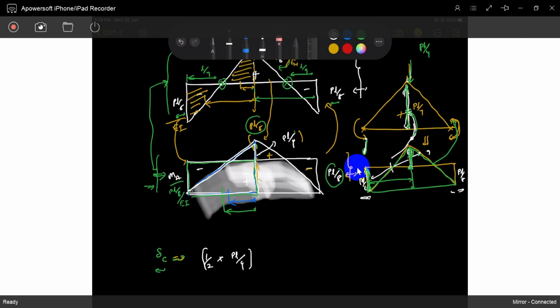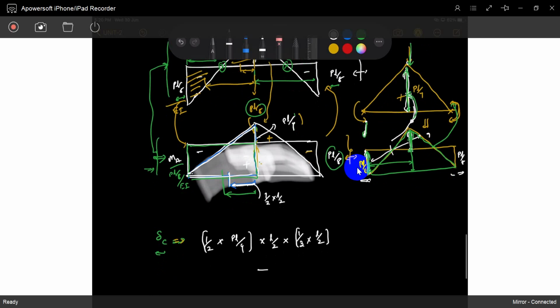I will take total, because it is half into L by 2, that is the area, and center of gravity is what? Center of gravity is 1 by third of L by 2. That is positive, and negative PL by 8. So both combined, divide by EI. PL by 8 into L by 2, that is the area of the rectangular region, and the center is L by 4. Understood? Center is L by 4.